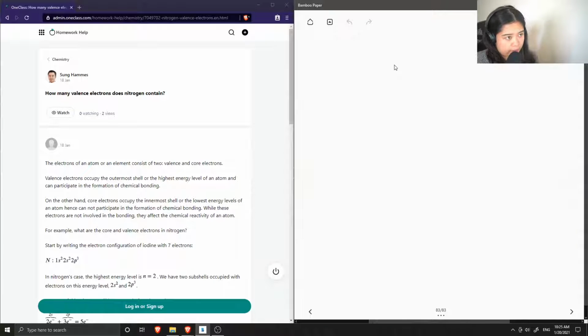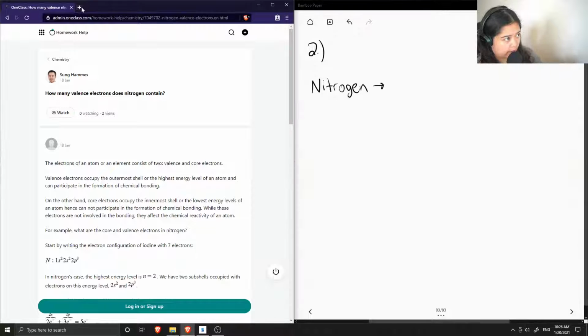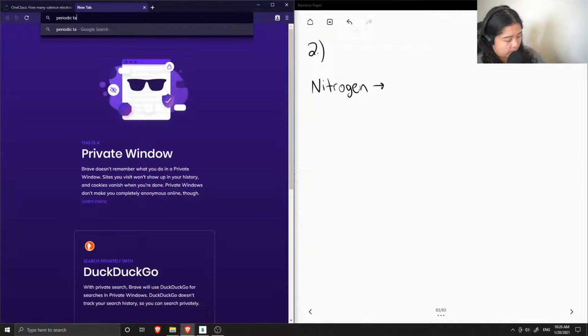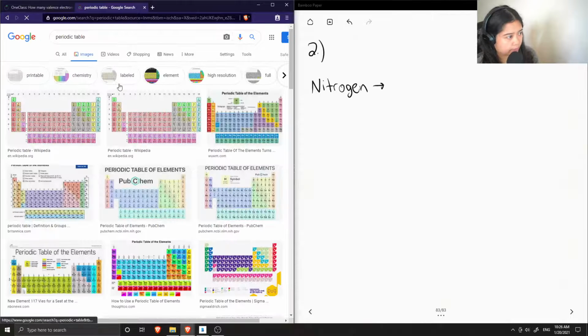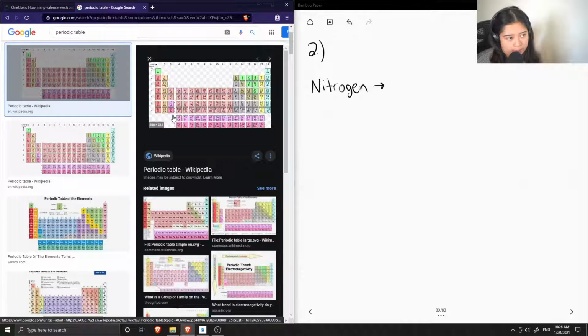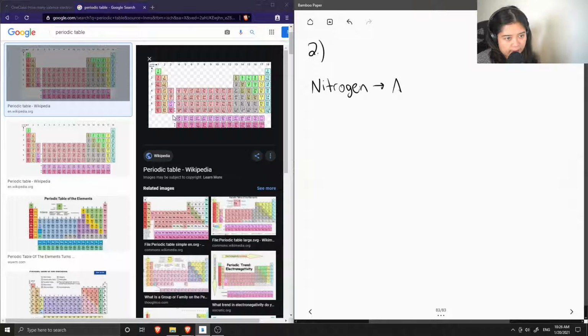Okay, so question number 2. How many valence electrons does nitrogen contain? Okay, so first let's look up nitrogen on the periodic table to find out its atomic number. So nitrogen is found here, and it has an atomic number equal to 7. So what the atomic number tells us is the number of protons. So this means that nitrogen has 7 protons.